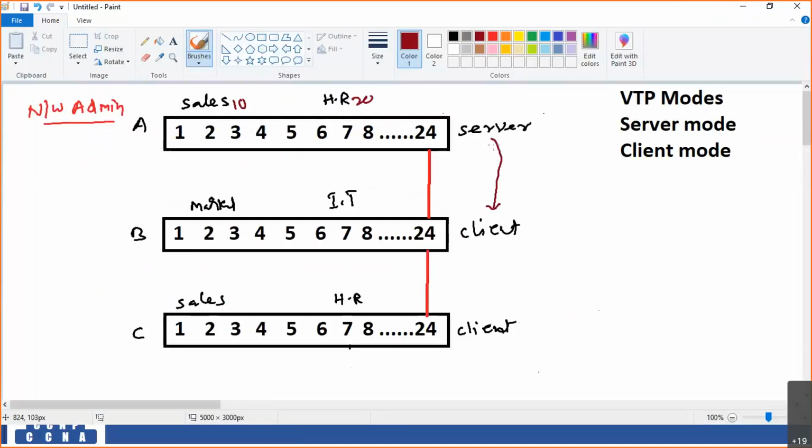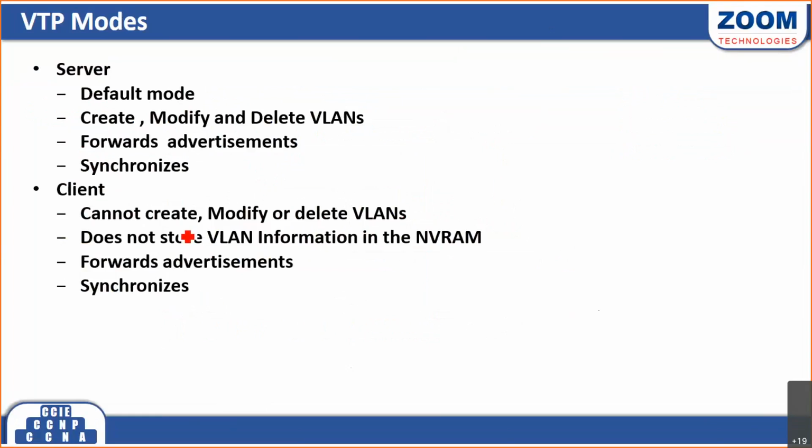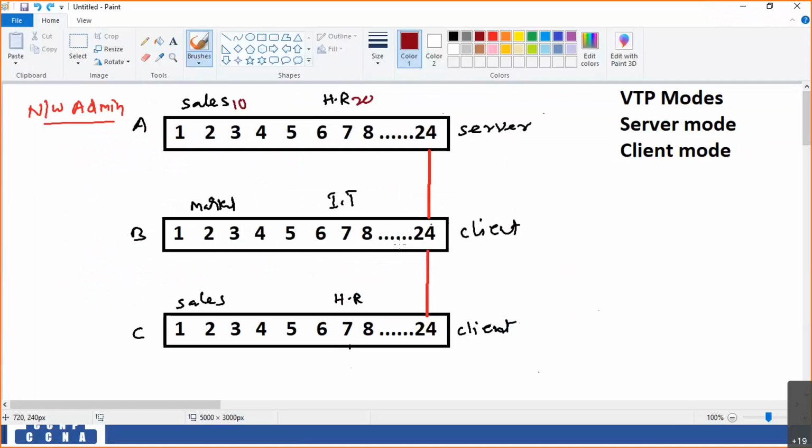Okay. So now what will the client do? The client synchronizes the VLANs and forwards advertisements. Whatever information is coming from the server is copied here, synchronized. Means VLAN 10, VLAN 20 is copied and updated to the next client. But actually VLAN 10 is for which department? Sales. VLAN 20 for HR. In switch B, which departments are there? Marketing and IT. So VLAN 10, VLAN 20 are not required in B, but still they are being copied.